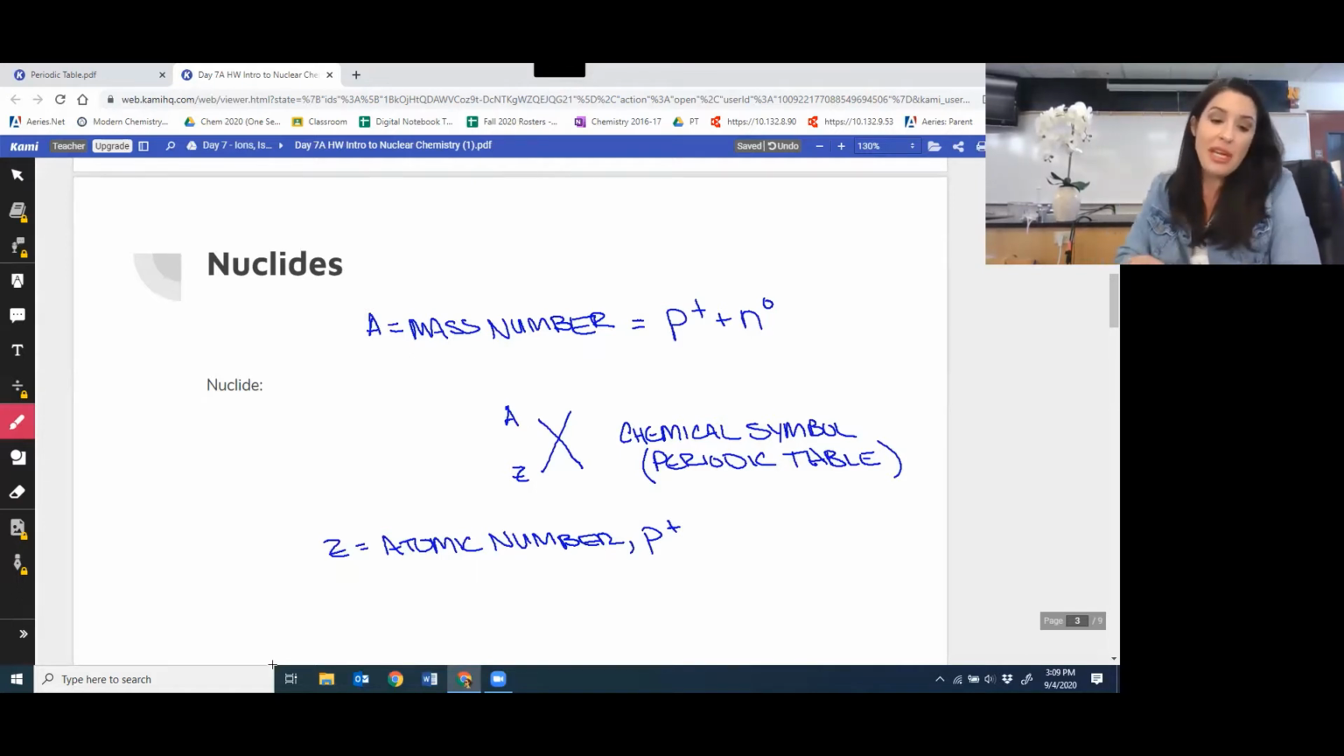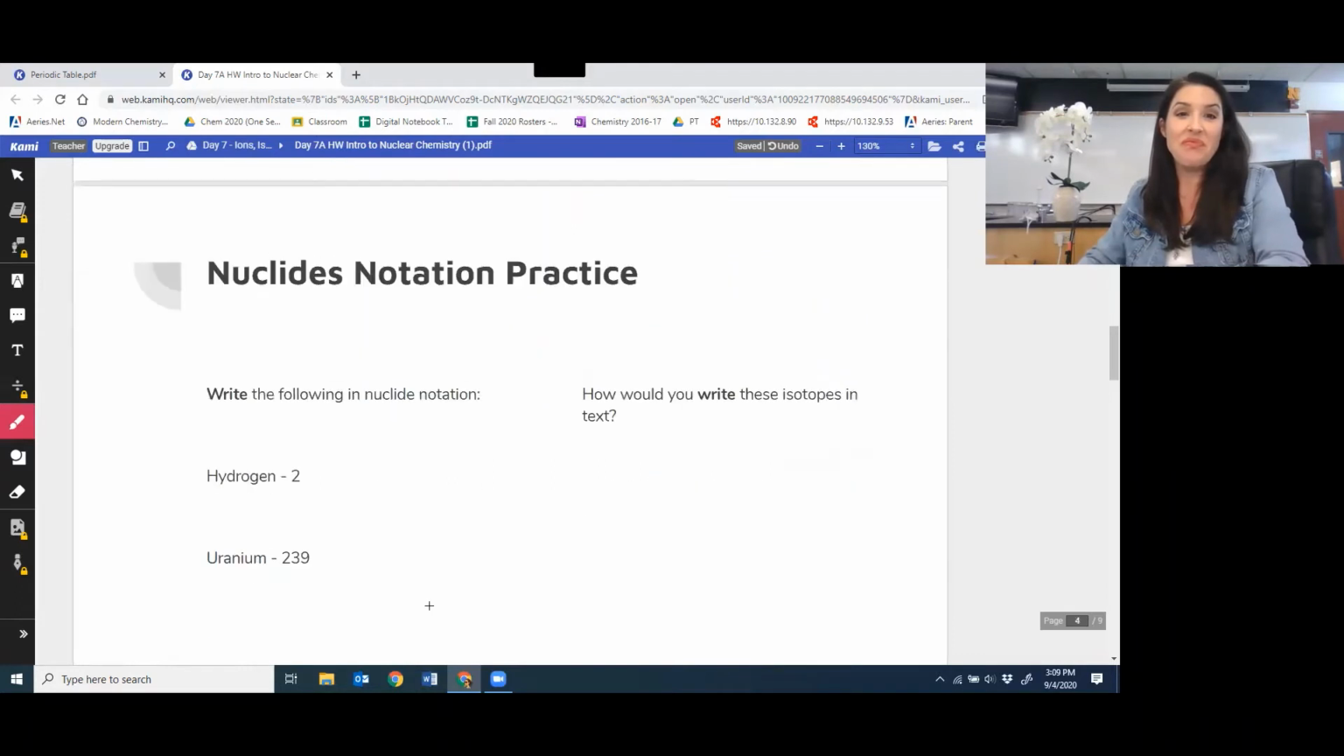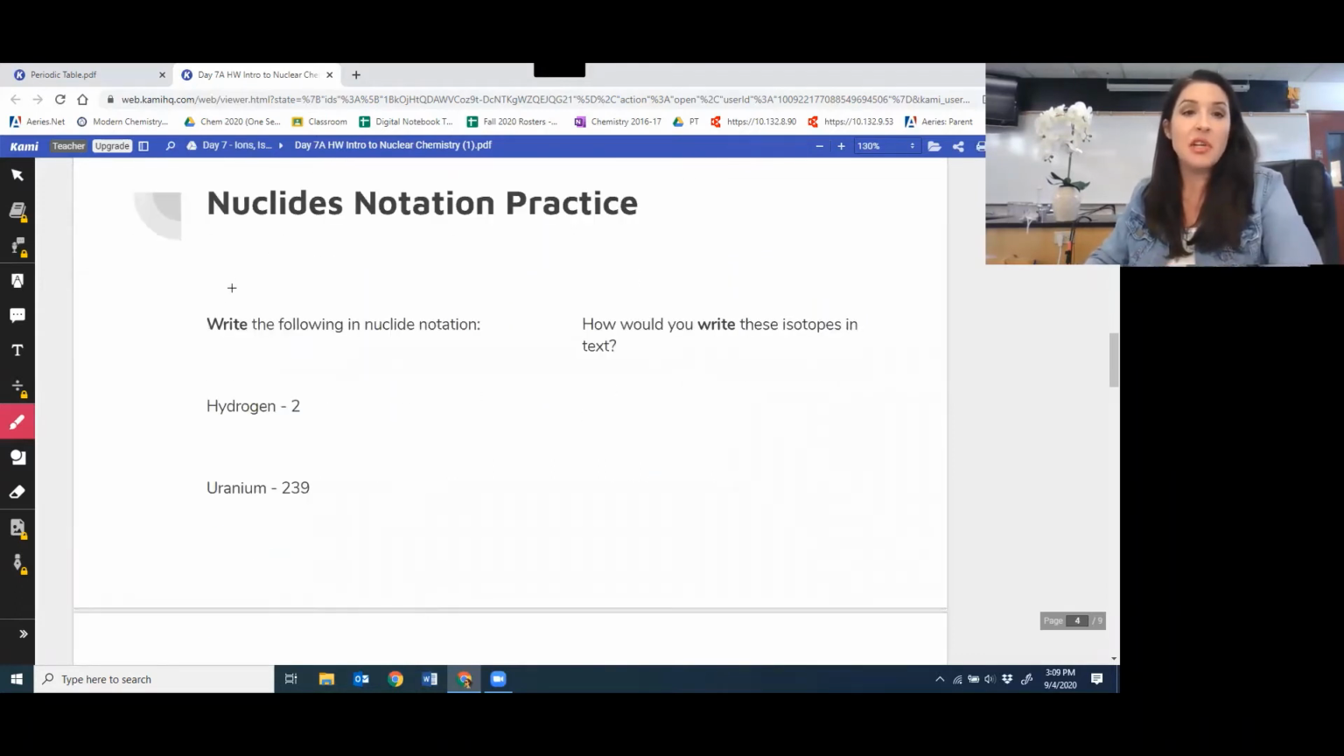In nuclear chemistry, an atom is referred to as a nuclide and is identified by its number of protons and its mass number. So in other words, nuclides are always written in this format. Let's practice some of them. Take a second and see if you can write the following, hydrogen-2 and uranium-239, using nuclide notation.